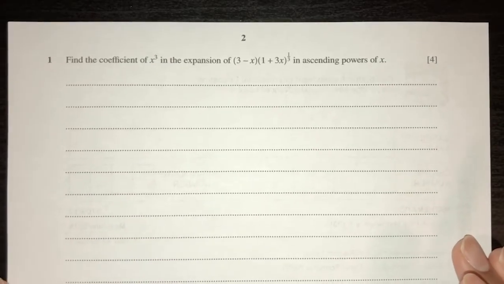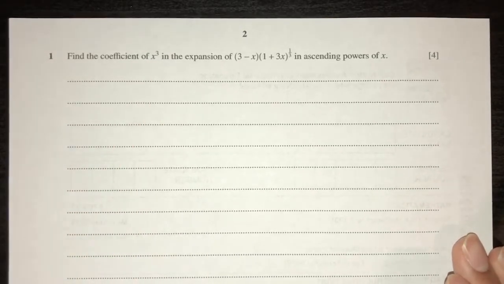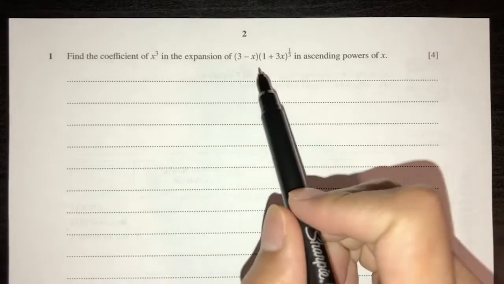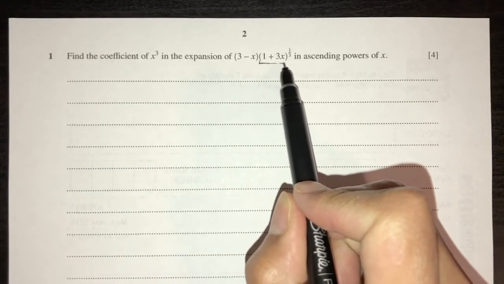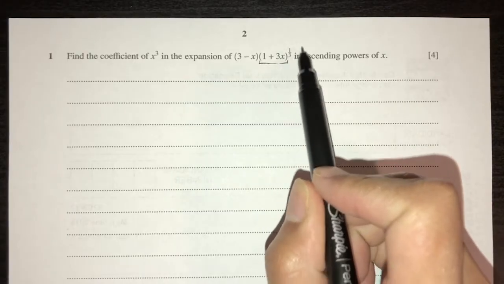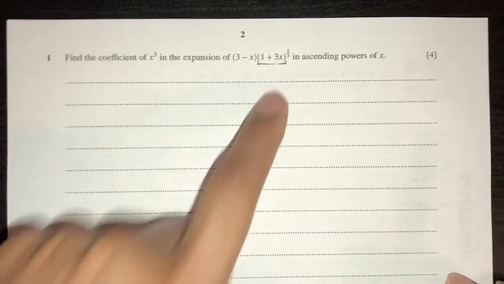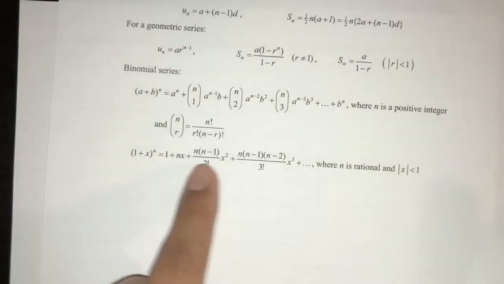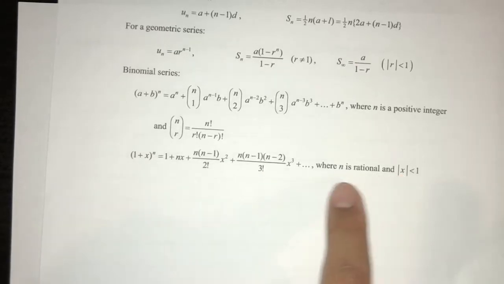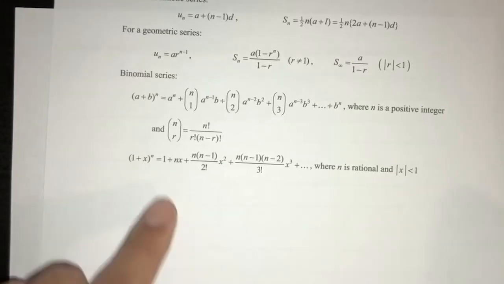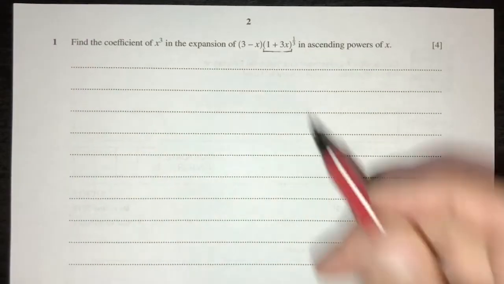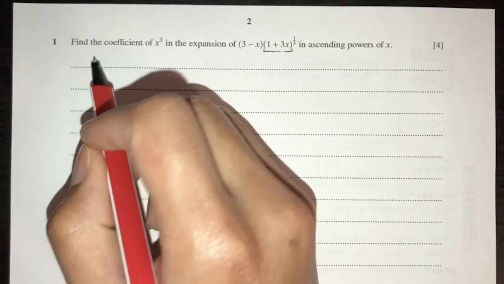So here we have to find the coefficient of x cubed in the expansion of these two functions. Now you observe we have this expansion right here with a power which is a fraction. Whenever you see that, you have to go to your list of formulas. You will see we have to use this one, where the power is a fraction, is rational. Okay, the power is a fraction. So let me write this down. First, when the power is a fraction, you have to use this formula.